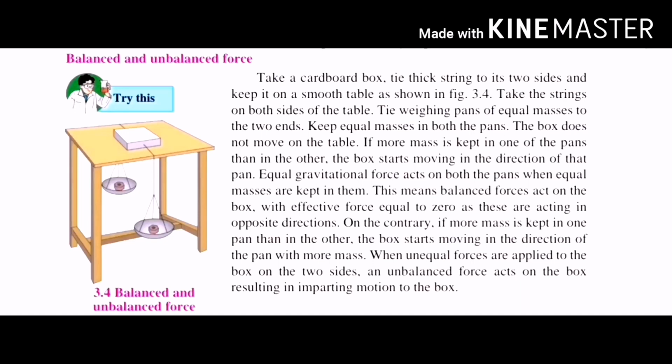Now students, listen to another condition: keep unequal masses in both the pans. Then what happens students? Exactly, the box moves, and unbalanced forces act on the box. Students, I hope you have seen this example many times. So students, let's learn another example which is based on balanced and unbalanced force.